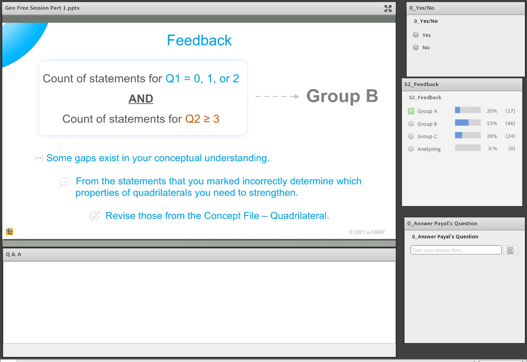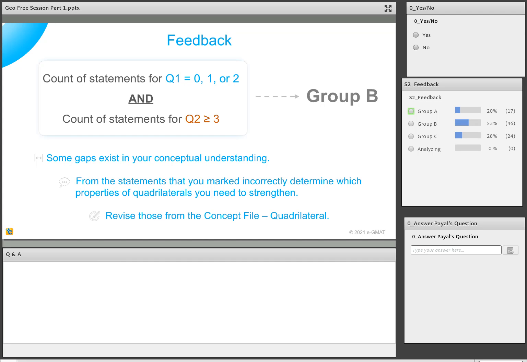Now, for those of you who are not e-GMAT students, you have access to this file in the free trial as well. So I want to make sure that with this session, as you do the post-session analysis, all of you in group B and group C get to group A. That is what you need to do.